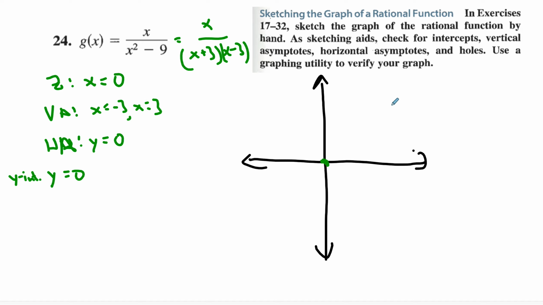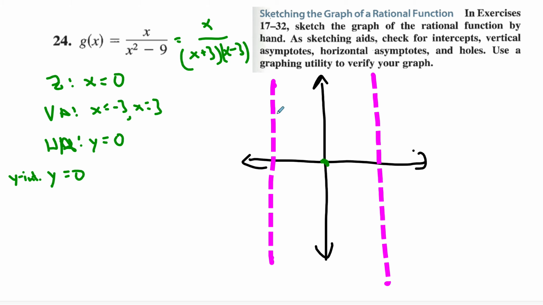So say that looks like 3. Whoops. Let me use my vertical asymptote line. Vertical asymptote, vertical asymptote. I'm going to go ahead and label those. That's negative 3, and that is 3. Okay, so here's where the fun really begins. What does this look like? So the long-term behavior is 0, so we just don't know what's going on.